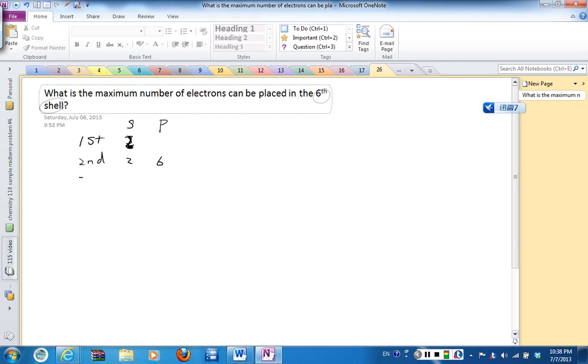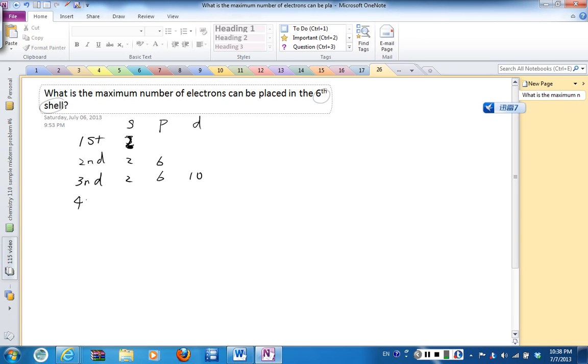And then third shell, we also have now 3s, 3p, and 3d. Despite the energy difference between 3d and 4s, well, 3d still belongs to the third shell. So 2, p orbital still 6, d orbital has 5 individual orbitals and can accommodate up to 10 electrons.